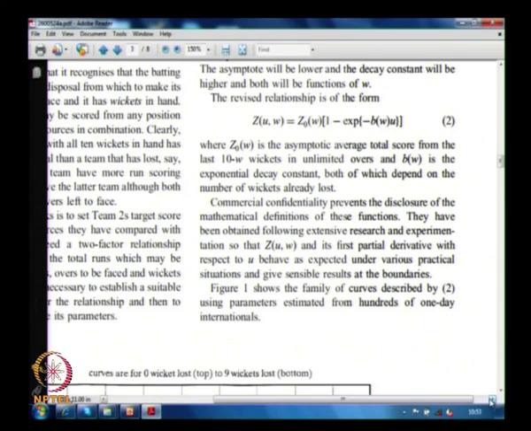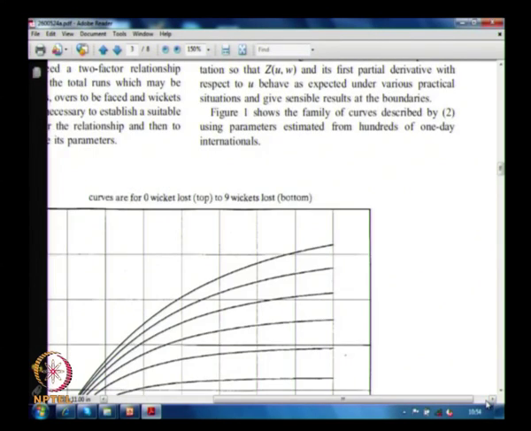Commercial confidentiality prevents the disclosure of mathematical definitions of these functions. They have been obtained following extensive research. They write so, that partial derivative and all that. Good to know, right? So much of mathematics in cricket. Okay, so this has not been challenged. Some of you are doing your MS or PhD in OR, then go ahead and write a paper which will tear this apart.